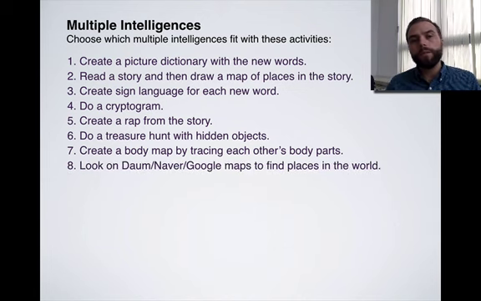Okay, the next example is to look on Daum or Naver or Google Maps to find places in the world. Perhaps you're studying about deserts or Antarctica or something like that, or other countries, and you go online and you look at the maps of these places. Okay, so I think this relates to naturalistic because you're bringing the outside world into the classroom. Also perhaps visual spatial because it's a very visual thing to do.